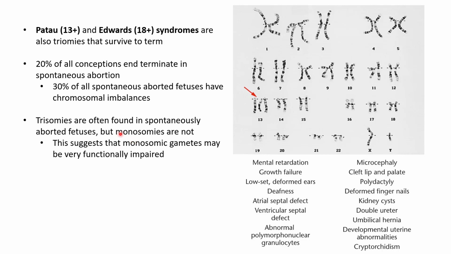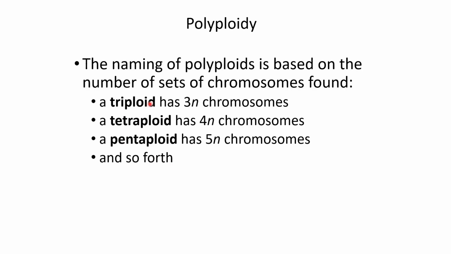Monosomies generally aren't found in aborted fetuses, and we can calculate the probability of a monosomy or trisomy occurring. What that suggests is that monosomic gametes may be functionally impaired. So a sperm or an egg that only has a single chromosome may not be able to swim or to become fertilized altogether. Otherwise, we would see these in those spontaneous fetuses.